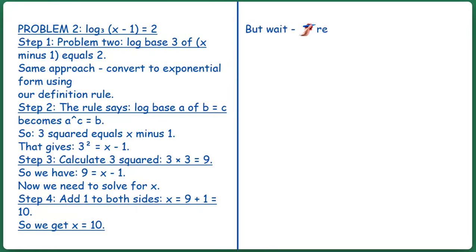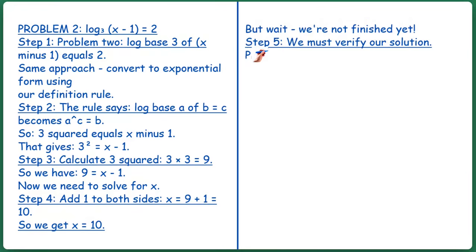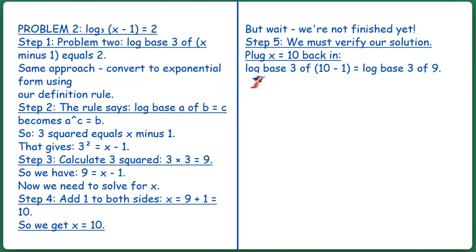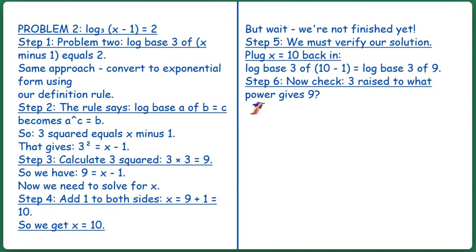But wait, we're not finished yet. Step 5. We must verify our solution. Plug x equals 10 back in. Log base 3 of 10 minus 1 equals log base 3 of 9. Step 6. Now check. 3 raised to what power gives 9? 3 squared equals 9. Yes, so log base 3 of 9 equals 2.